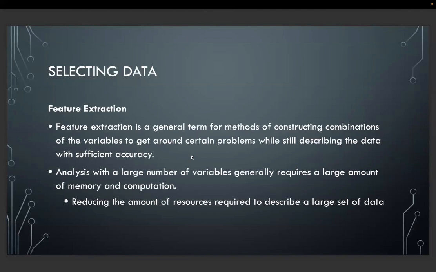All right then. And still on selecting data, we move to what we call feature extraction. Now, it's just a general term for methods of constructing combinations of the variables, right, to get around certain problems while describing the data with sufficient accuracy. So sometimes, just sometimes, data might come in a very raw form, and that raw form isn't so conducive for your model. So then you need to either add more or pick up some entities from it.